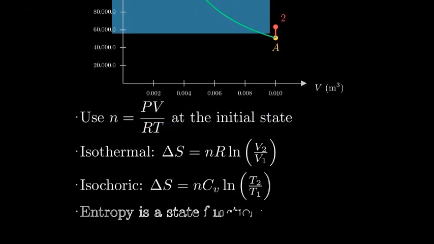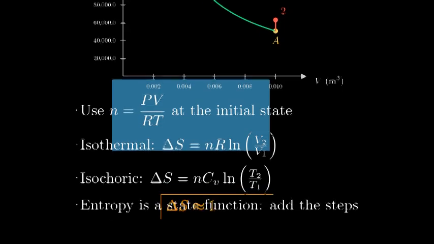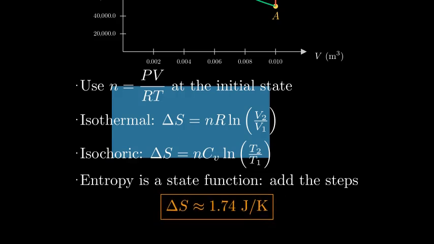Summary: we computed the moles from the ideal gas law. We split the process into an isothermal expansion and an isochoric heating. We added the two entropy changes. The total change in entropy is approximately 1.74 joules per Kelvin.